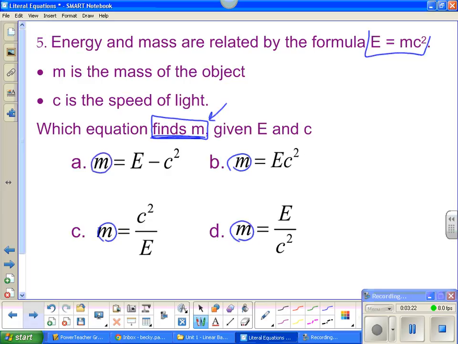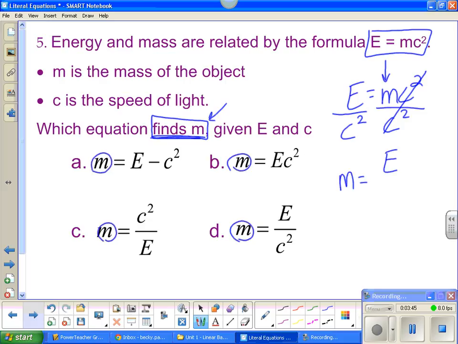So I take this equation and I need to solve for m. Well, what's with the m? And that's the c squared. And they are being multiplied together. So to move it, I'm going to divide by c squared. C squareds cancel. And I have m equals E over c squared. Try to find that in the multiple choice. And it's D.